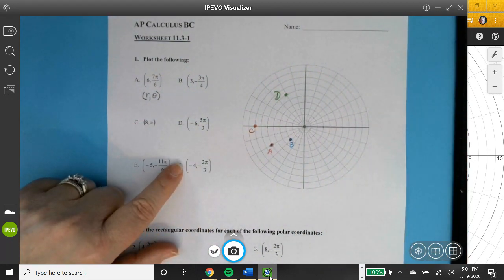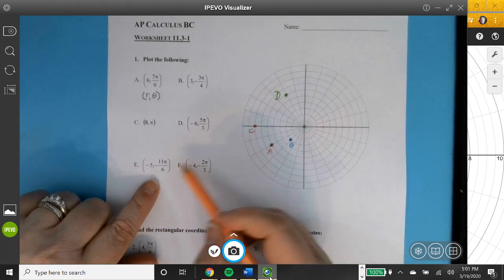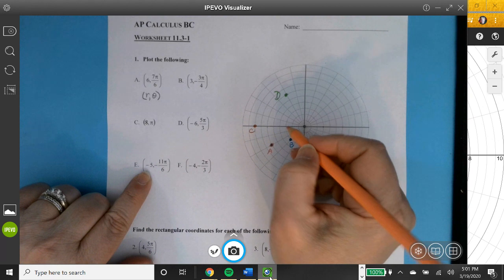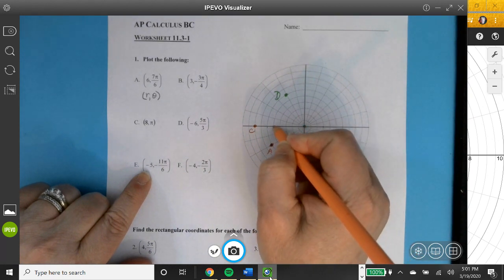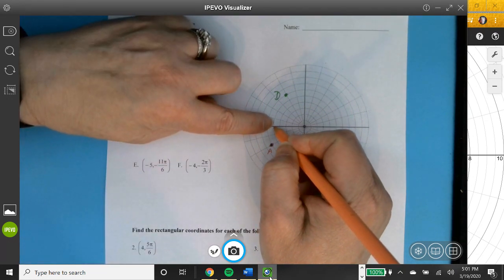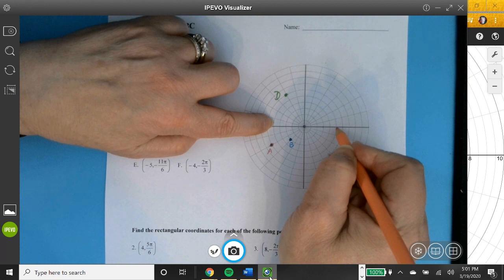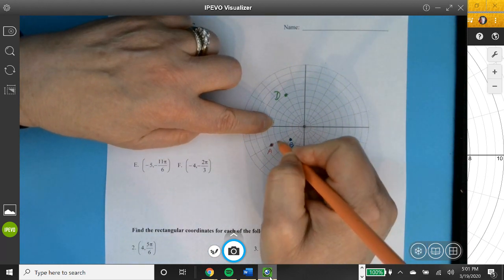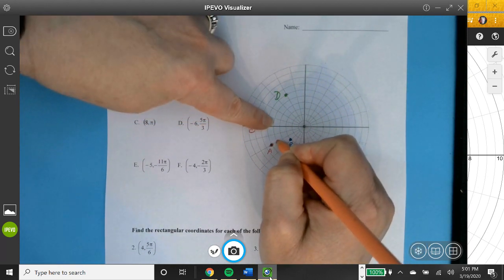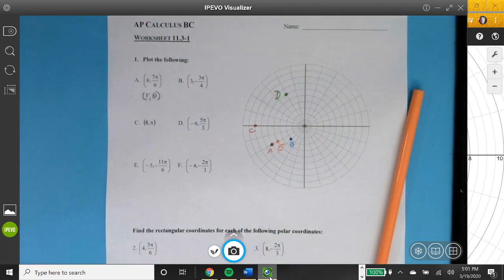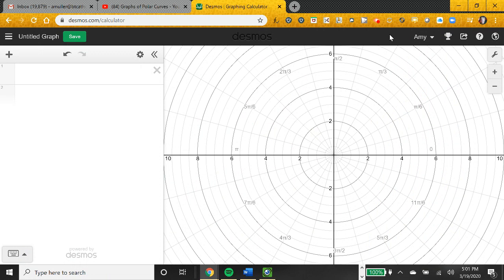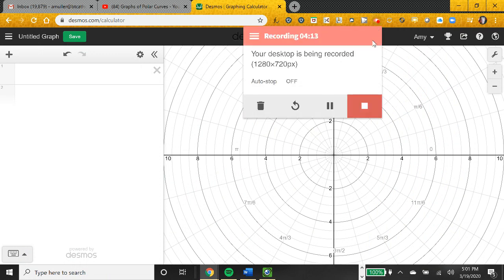Okay. All right, so let's do another point, E, which is negative 5, negative 11 pi over 6. Go out radially 5, 1, 2, 3, 4, 5, and negative pi over 6, which means I'm going to rotate clockwise, which is going to be awkward, but it's going to be all the way around, and then we're going to end right here. And so that's going to be E. Okay, so you guys do the next one real quick, and I will be right back.